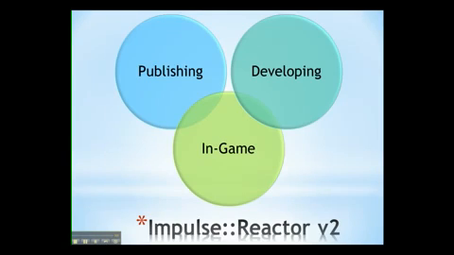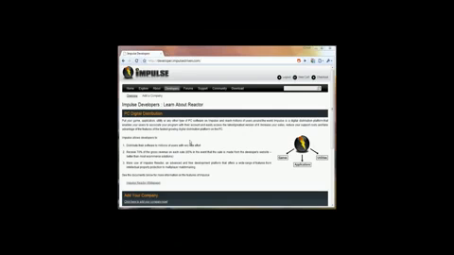So what I'm showing here at GDC is Impulse Reactor version 2. And what I'm going to do is walk you through the publishing part of it, developing Impulse Reactor applications, and what the eventual result looks like in-game. So here I am on Impulse's developer website, and I have just made a game and I want to add it to Impulse. How hard is it?